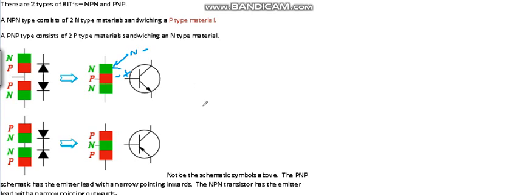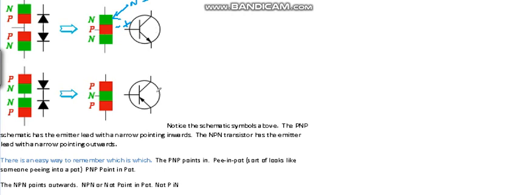Now I want to point out a difference between these two schematic symbols. The one on the top has the arrow pointing out, and this one has the arrow pointing in. There's a real easy way to remember this, which I've written down here. Notice the schematic symbols above: the PNP schematic has the emitter lead with an arrow pointing inwards. The NPN transistor has the lead with the arrow pointing outwards.